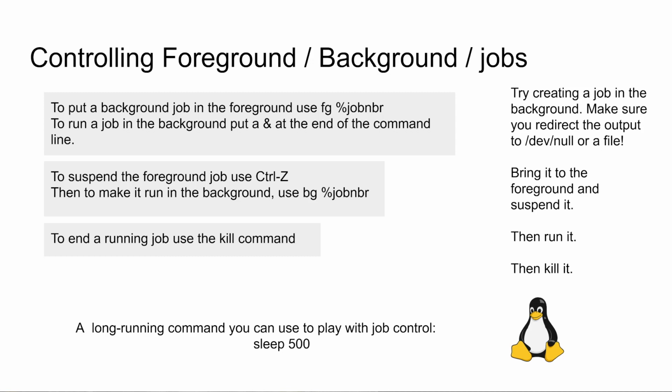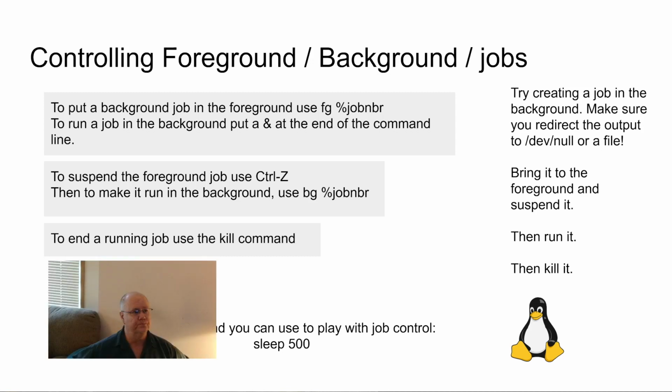Okay, so to suspend the foreground job, hit Control-Z. So Control-Z suspends it. If I look at the jobs, it'll say that it's suspended. And if I want to put it in the background and make it run, I can use BG and then the percent job number, and that will make it run active in the background. And then, as we've seen, to end the command, use the kill command. Okay, so that's basic job control.